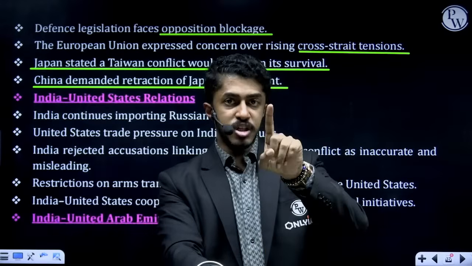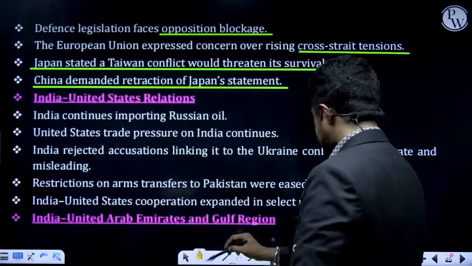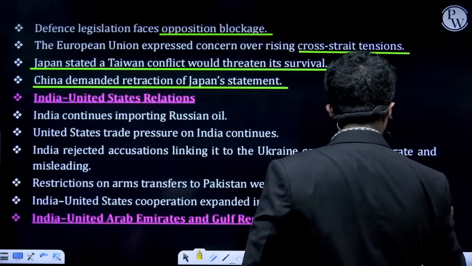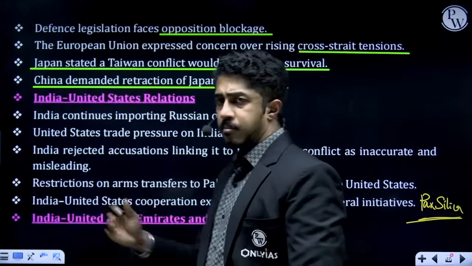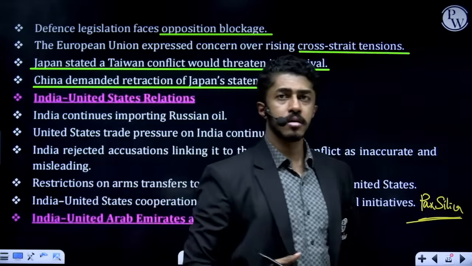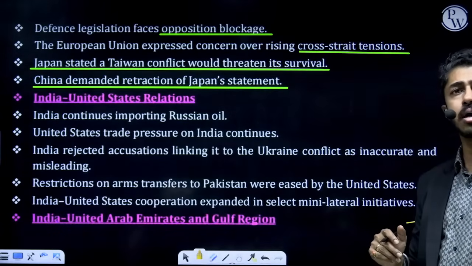Rape, Russians, Japanese. Very good. Pax Silica. So here and there, for small deals, they are calling, and a major deal may be signed. Got the point here?